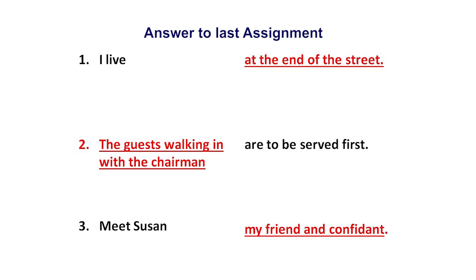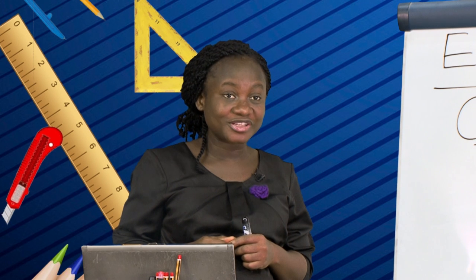Sentence three. Meet Susan, my friend and confidant. Meet Susan is the first part. The second part is my friend and confidant. My friend and confidant is a phrase because it does not have a finite verb. In fact, it doesn't have any verb at all.